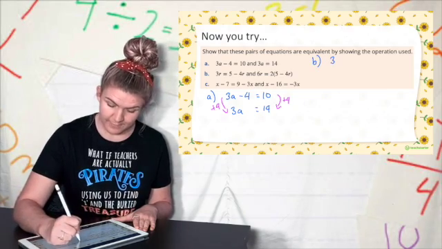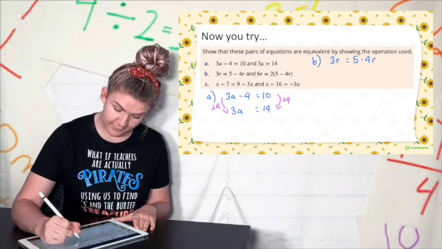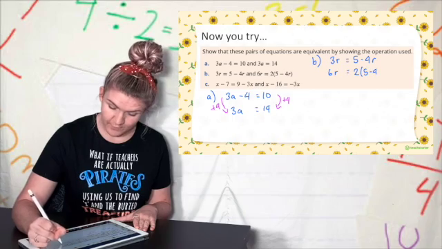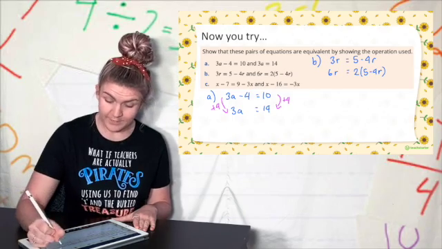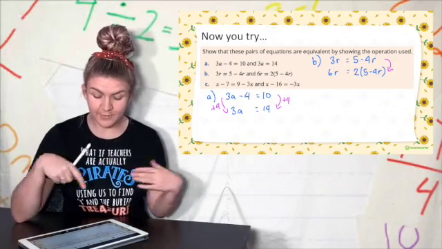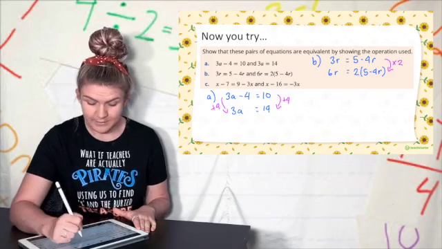B. 3r equals 5 take 4r, and I've got 6r equals 2 lots of 5 take 4r. Well, this 2 on the right hand side tells me that it's been doubled, and if I look on the left hand side, 3 to 6, that's double, so we're going times by 2.